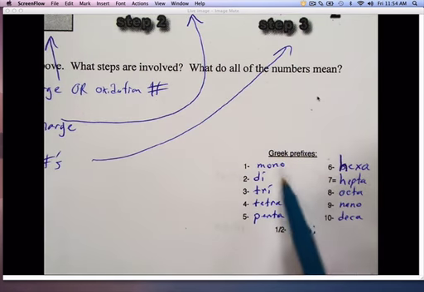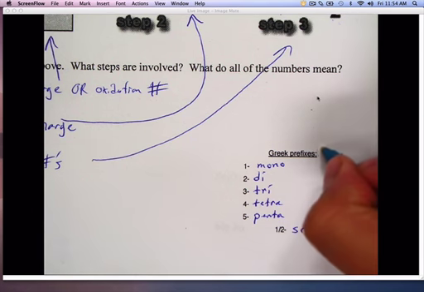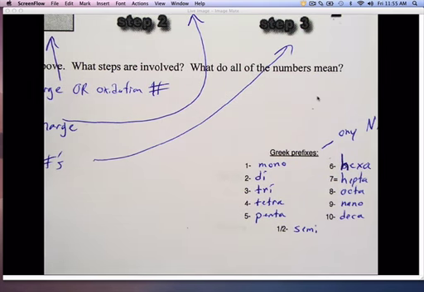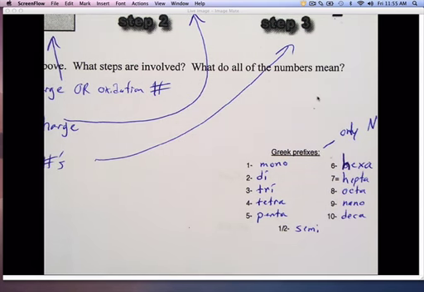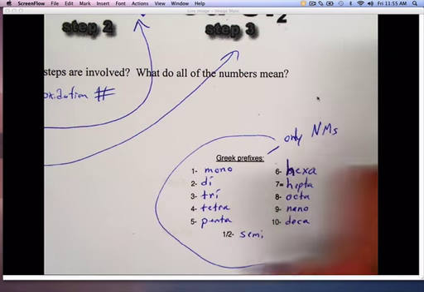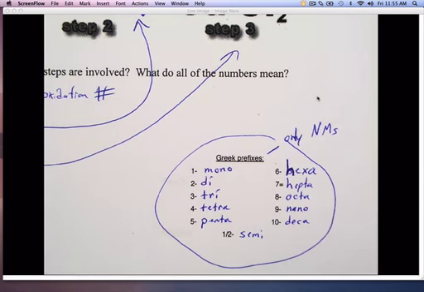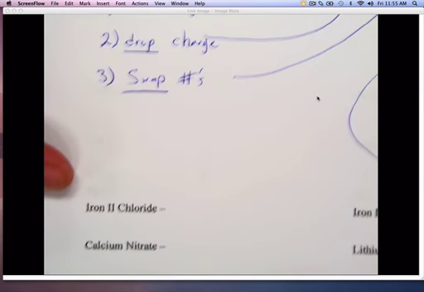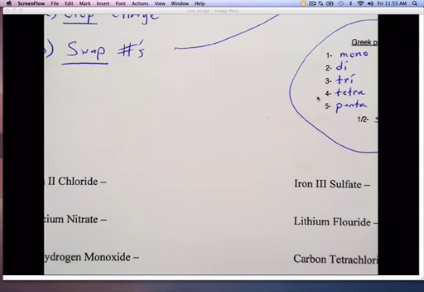So you're gonna need to know these prefixes only when you have just non-metals. Only when you have non-metals. So only when you have non-metals are you going to use these. Just non-metals. And we'll walk you through a couple to see if hopefully it makes a little bit of sense. So here we go. Let's try a couple of these on the bottom.